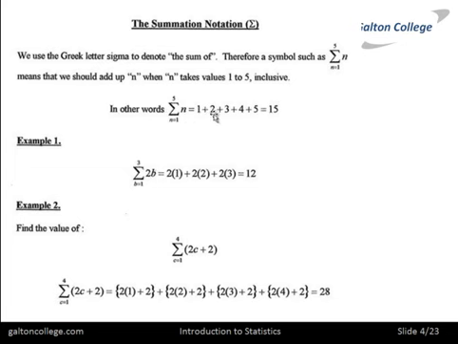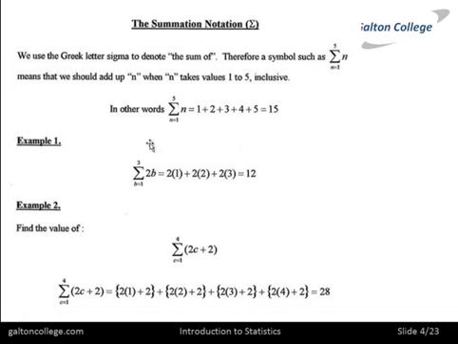1, 2. n becomes 2 on the second one. n becomes 3. n becomes 4. n becomes 5. And there are 5 of them. We're told up here there are 5. There's the 5. It's equal to 15. So the sum of the first 5 digits is 15. And we could write the sum of the first 5 digits as sigma n, where n is equal to 1 to 5.